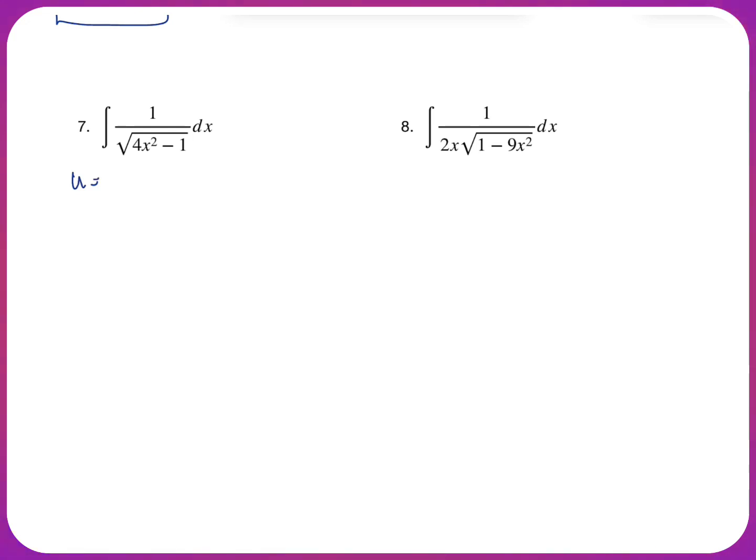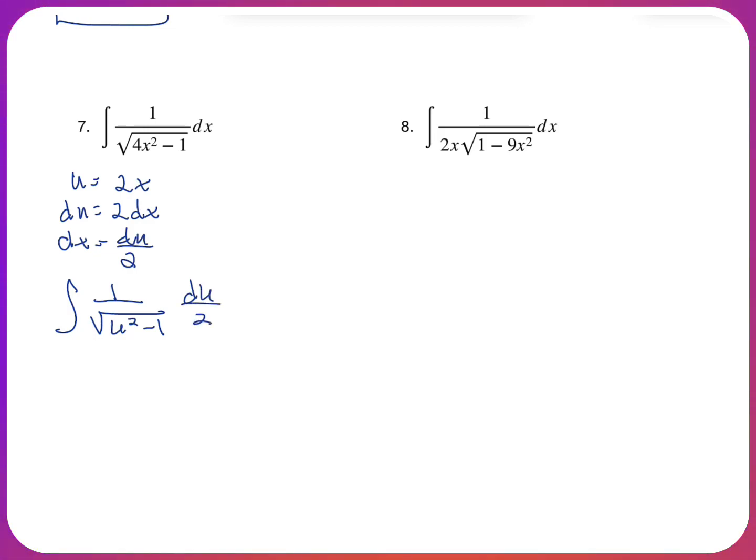I need to figure out what the derivative of 2x is. And the derivative of 2x is 2. And so I can replace the dx with du over 2. So that's what I'm going to do. The integral of 1 over the square root of u squared minus 1 times du over 2. So now I'm going to factor out that 1/2, factor out my constant, and rewrite this integral as 1/2 the integral of 1 over the square root of u squared minus 1 du.